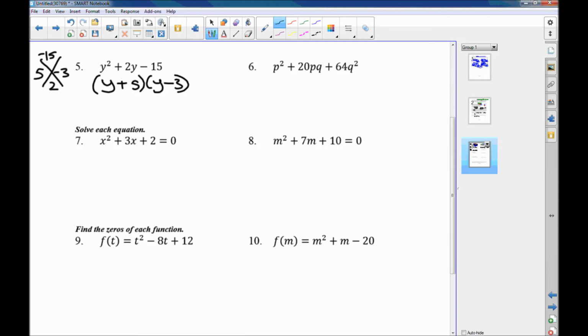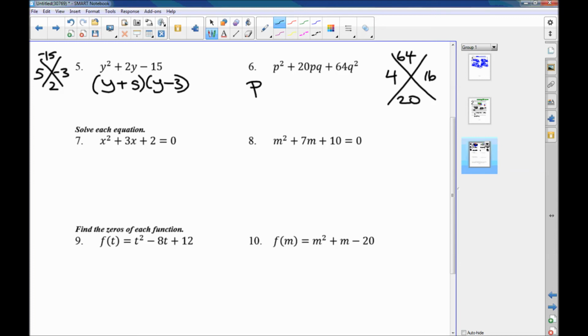Okay, our last one. We want two numbers that multiply to 64 and add to 20. So if I tried 1 and 64, that would add to 65. 2 and 32 would add to 34. 3 doesn't go evenly into 64, but when I get to 4, it's 4 and 16, so that works out just fine. They add up to 20.